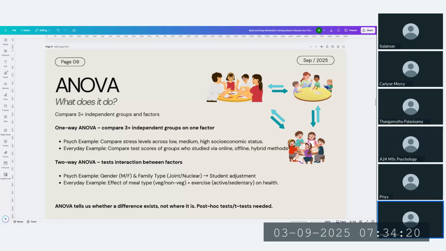A basic idea? Yes. Yeah. Okay. All right.